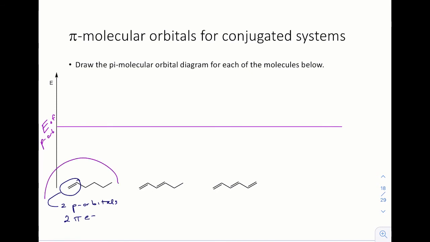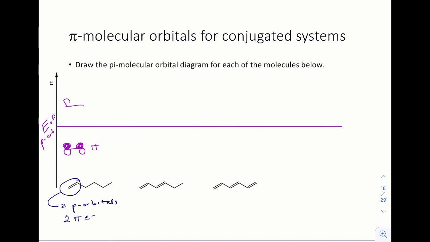Well, for our first example, we really do have a boring old isolated alkene. We can handle this. We can handle writing the pi molecular orbitals for this system. Those 2 p orbitals combine to make 2 molecular orbitals. The lowest energy orbital involves those 2 p orbitals combining in phase. We call this the bonding orbital.